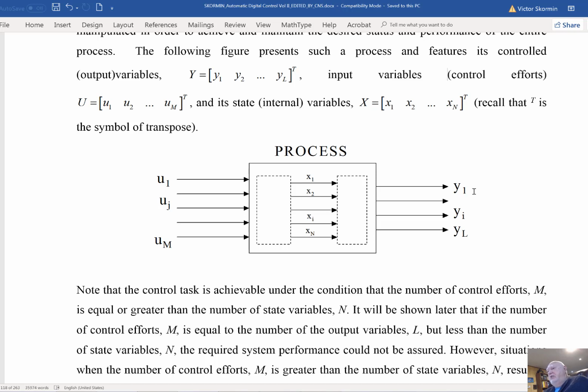We are interested in a very specific situation when the number of control efforts is equal to the number of controlled variables. In this case, we should be able, and I will show you how to do it, we should be able to solve the control problem successfully. Of course, I'm assuming that the process is observable and controllable, but this is not the point of our today's presentation.